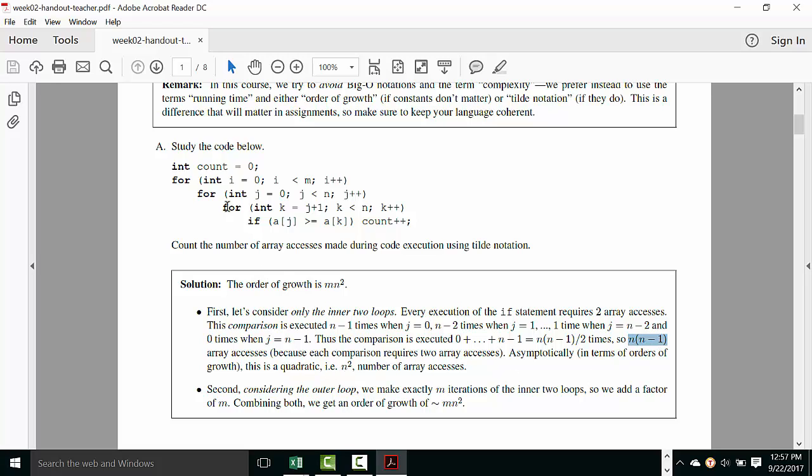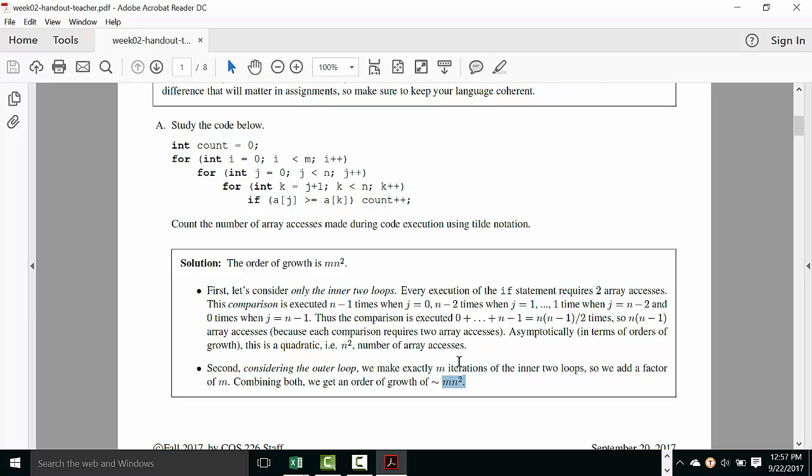So the order of growth for that piece, this part here, or the exact number of operations, is going to be n times n-1, the array accesses. And then if you consider the outer loop, we make exactly m iterations, and therefore we write this tilde notation: m times n squared. Notice that you should not drop any constants, but in this case, because we multiplied the answer we got by 2, since we have to have 2 array accesses for each if statement, we drop the constant, so our constant is 1. So here's what we get as the tilde notation.